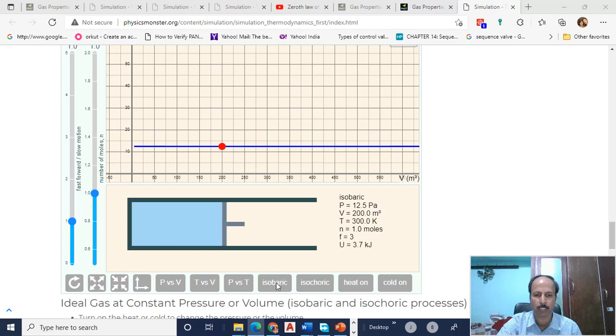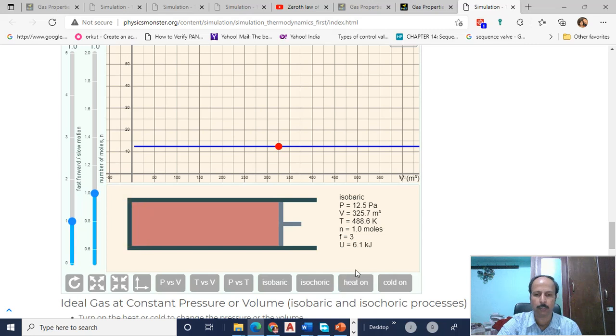So you have to click on isobaric to ensure that this process is constant pressure, and then you have to note down these readings. These are the initial internal energy, initial temperature, initial volume, and initial pressure of the system. And then you have to click on this heat on button to heat this system, and you have to heat the system till this becomes 6 kilojoules.